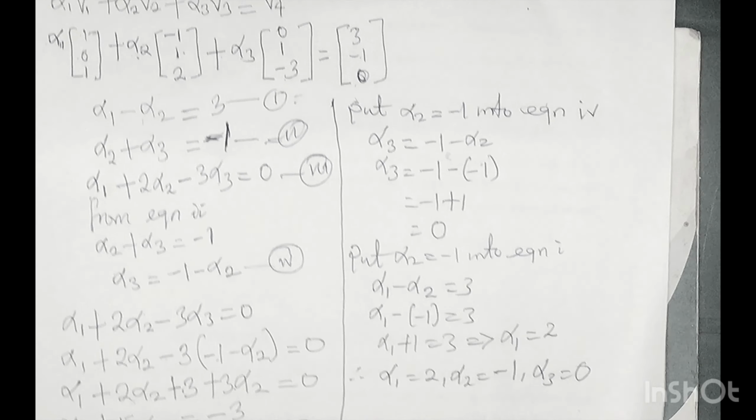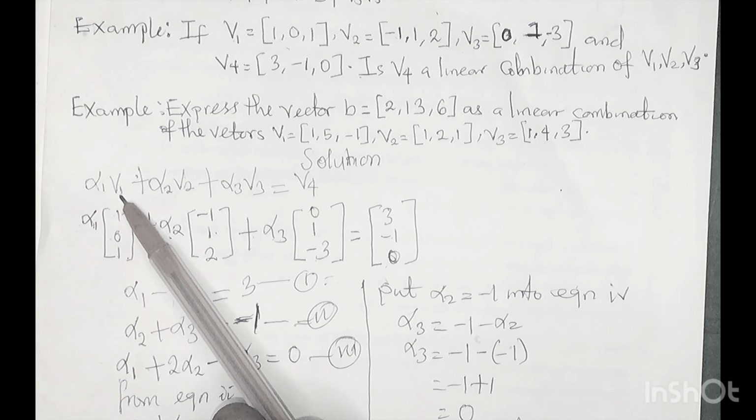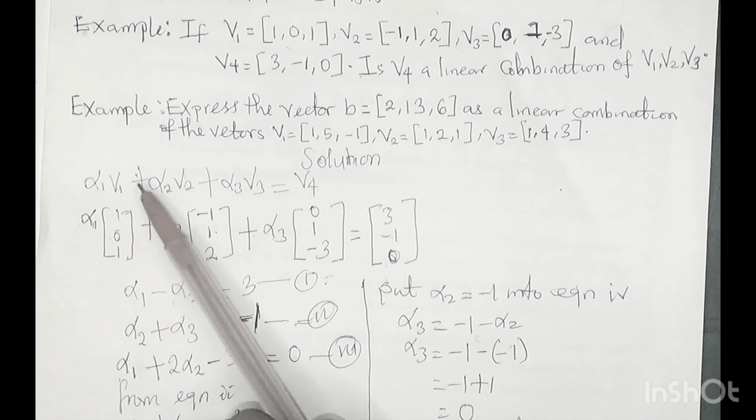Sorry about that. So we have been able to get all we need. Now this is not our final answer. Don't forget we said in the definition that it is the combination of alpha 1 multiplied by v1, alpha 2 multiplied by v2, alpha 3 multiplied by v3. If I get v4, then that is when I will say it is a linear combination. So I need to go back into this place and fix the answers there. All right, so let's do that.